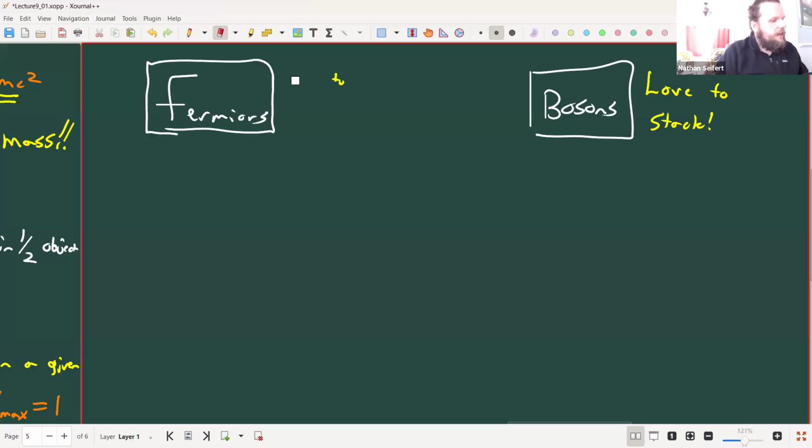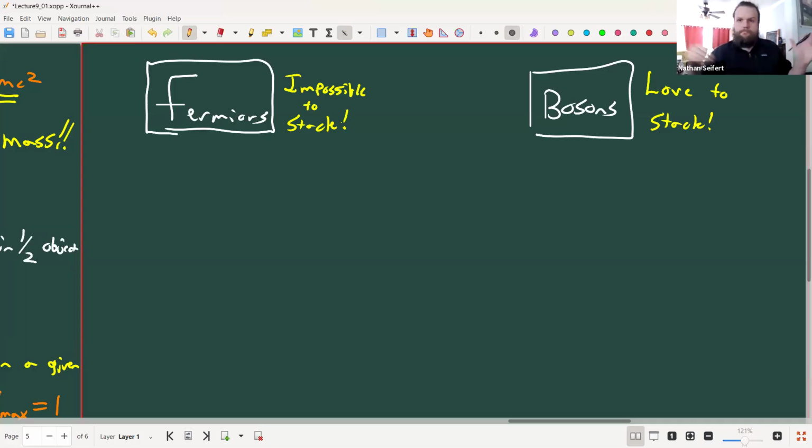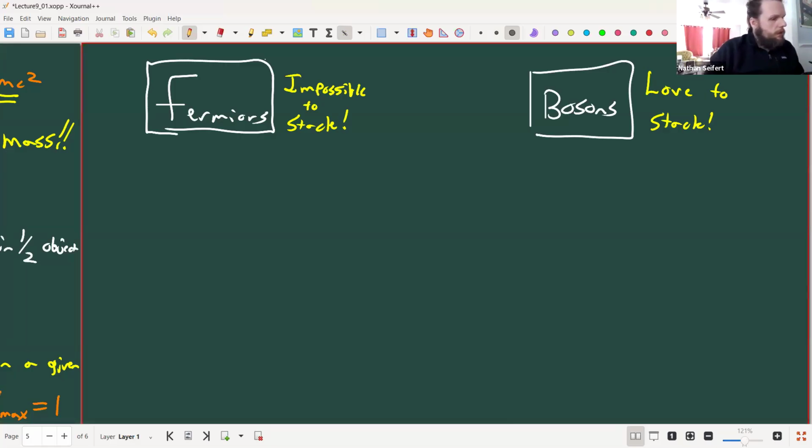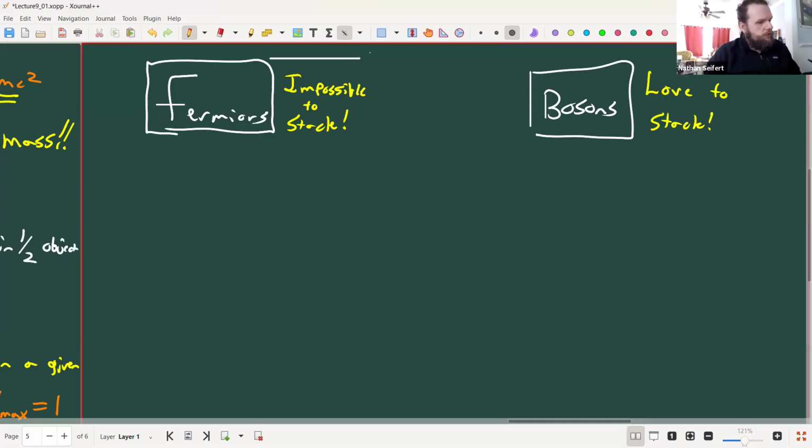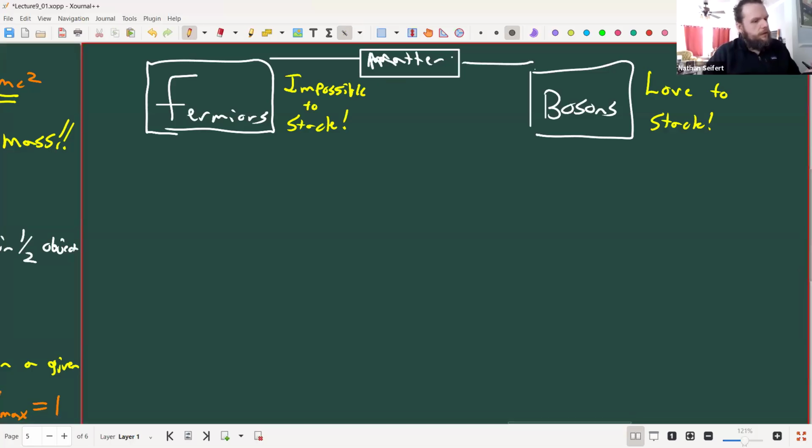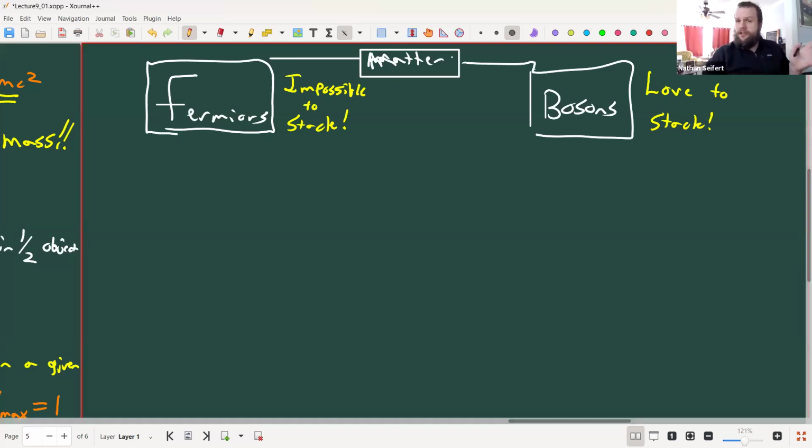Actually, I shouldn't even say they hate to stack. Stacking's not even possible for them. They don't even dislike it. There's not some force that pushes them away. It's impossible for them to stack. Completely different. And then you can think about how matter falls into these categories. So matter separates itself into these two categories, fermions and bosons. I'll start with the bosons because there's less of them.